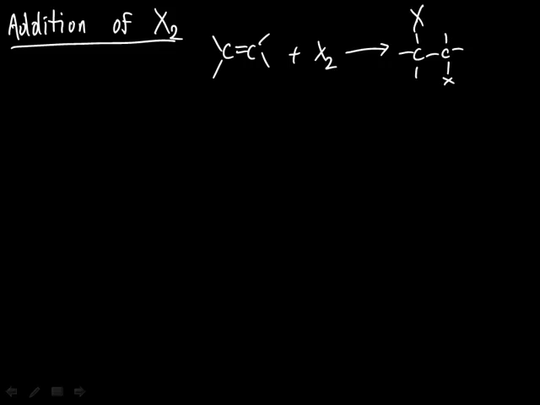But a question that needs to be asked here is, what is the electrophile? What is the E plus species that is actually reacting with the double bond? Because so far all the molecules we've seen were polarized in a way that we could clearly identify an electrophile and a nucleophile. In this case, what is crucial in these reactions is the polarizability of halogens.